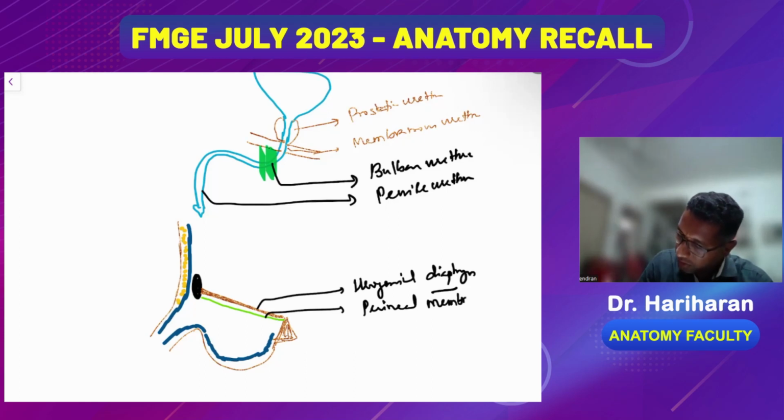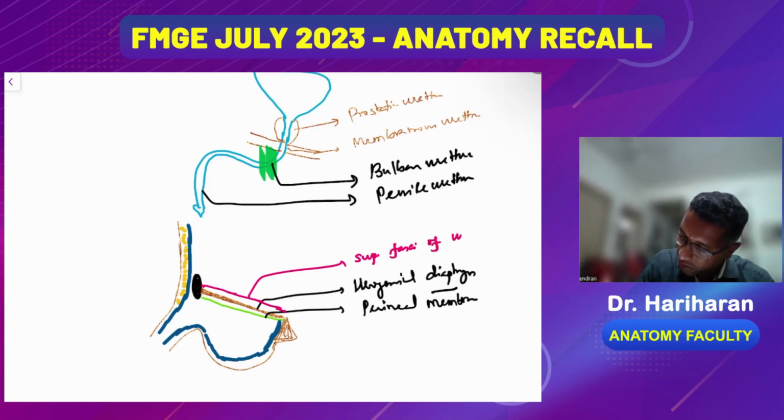Okay, and this Colles fascia, which is present in the genital region, gets reflected on the anterior surface of the perineal body, and it fuses with the perineal membrane. Okay, so above the urogenital diaphragm, you have a superior fascia of the urogenital diaphragm. So this is called the superior fascia of the urogenital diaphragm.